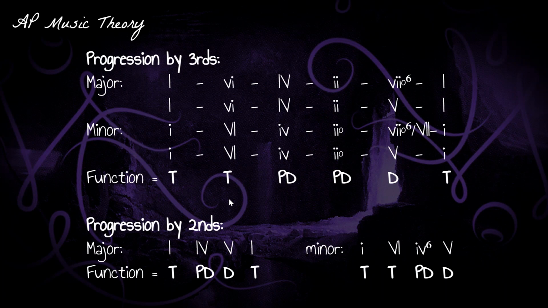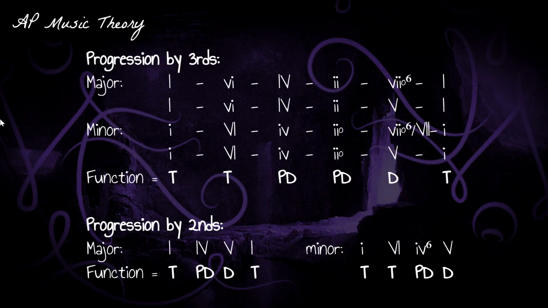This is the tonic again, which isn't the tonic, but is another tonic quality or function. Then we have the predominant or the subdominant, and then the dominant, and then the tonic again. And so these are common progressions in the major and minor keys.